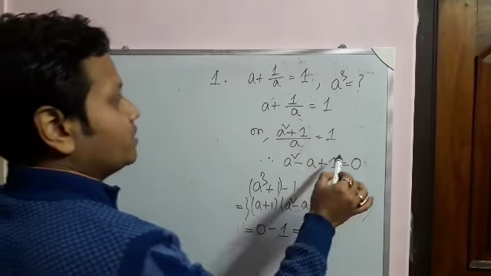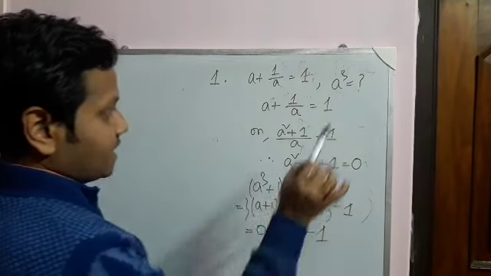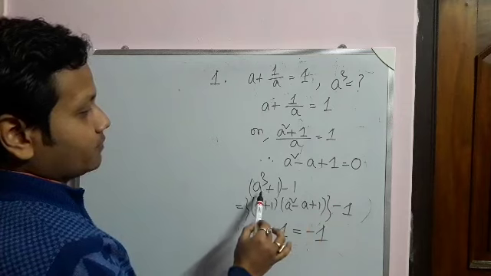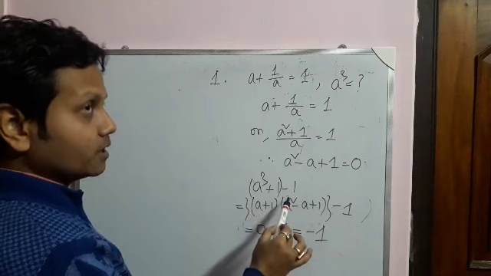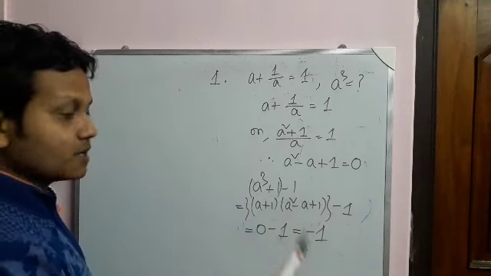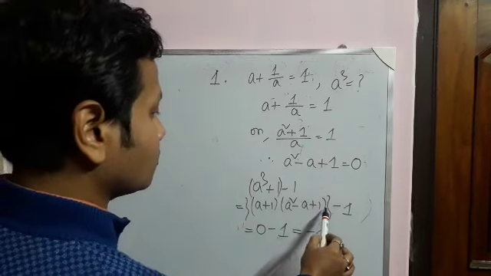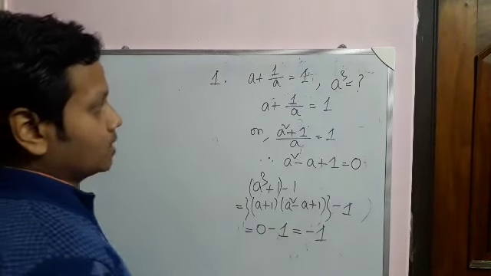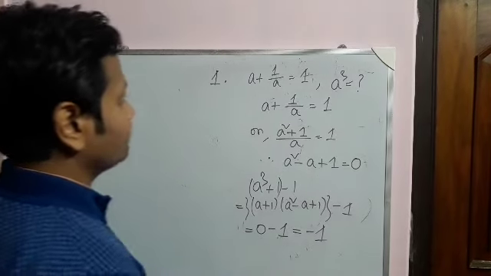At first you simplify, and then you can write a cube as a cube plus 1 minus 1, and the factorized formula of a cube plus b cube, we all know, is a plus b into a square minus ab plus b square. So substitute that value, then you will find it is minus 1. So this is the first problem.